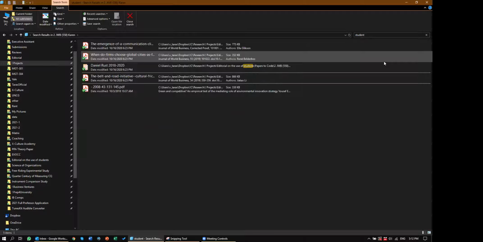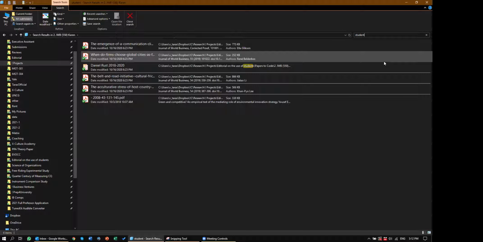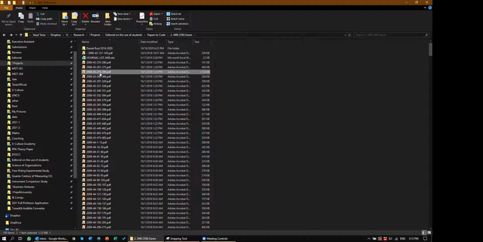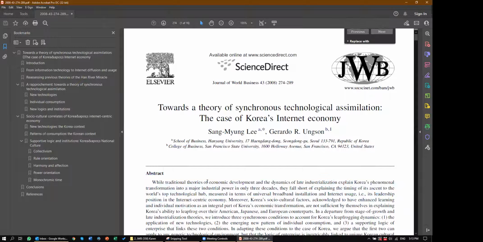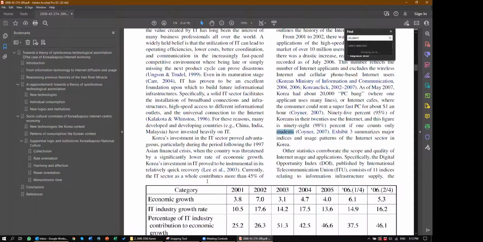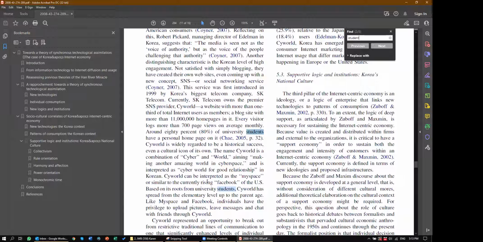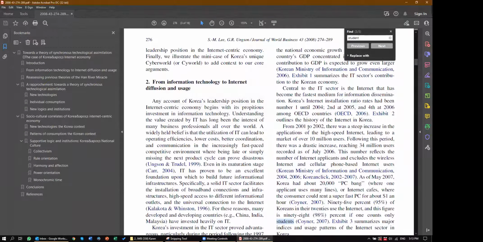Is it still looking or? Huh. This is interesting. Is it possible that some papers made it here that do not contain the word student? Or is it possible? No, it is. The text is recognized. Only students. So university students have a personal homepage. So this one, we don't know right away.